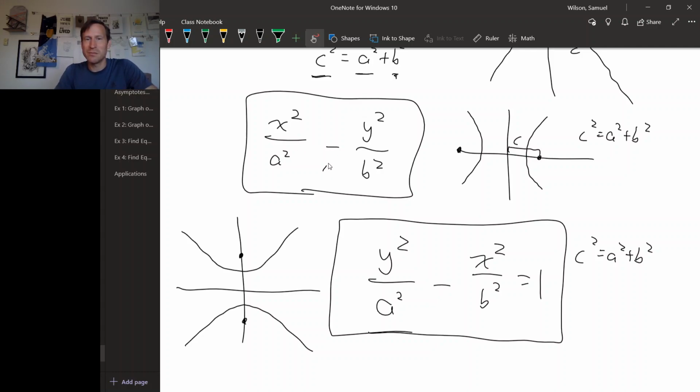Notice that where the minus sign is shows you where the gap in the hyperbola is. If the minus sign is on the y squared term, then there aren't any y-intercepts. If the minus sign is on the x squared term, there aren't any x-intercepts.